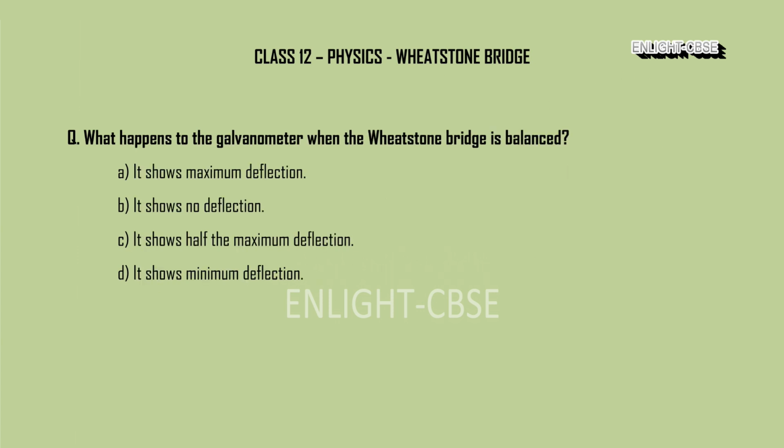What happens to the galvanometer when the Wheatstone bridge is balanced? A. It shows maximum deflection. B. It shows no deflection. C. It shows half the maximum deflection. D. It shows minimum deflection. Answer: it shows no deflection.